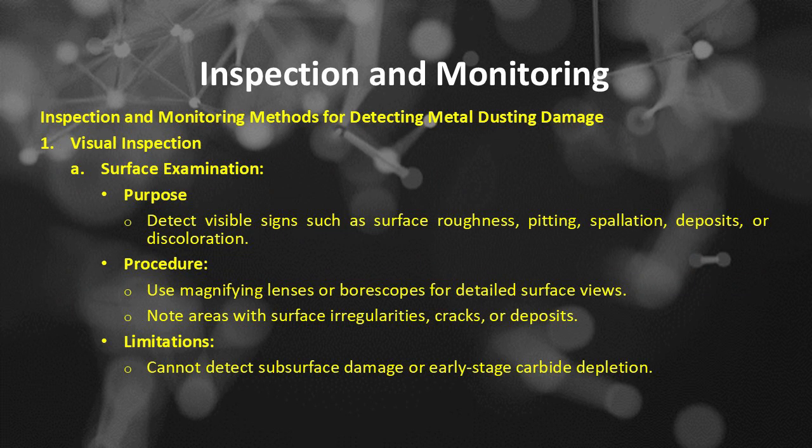Inspection and monitoring methods for detecting metal dusting damage. Number 1 is visual inspection, which includes the following. Number A, surface examination, the purpose is to detect visible signs such as surface roughness, pitting, spallation, deposits, or discoloration.